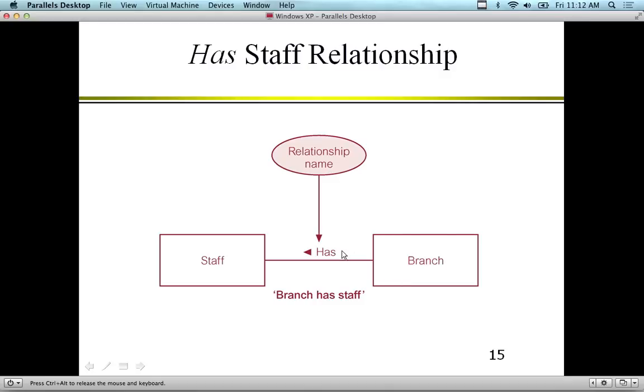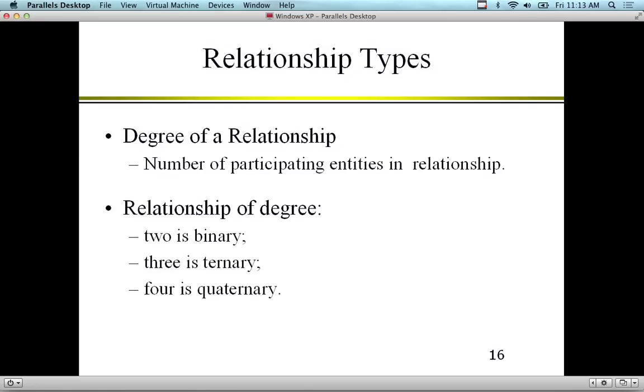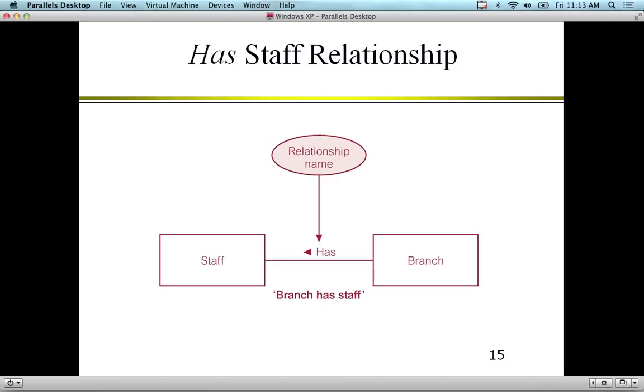I've seen some diagrams where they put two arrows in. That defeats the purpose because it can read it this way: staff has branch. Well, okay, so has doesn't necessarily make sense when I read it that way, which is why that arrow is put in there. But this would be considered a binary relationship, because we have two entities that are participating, and they're participating in one relationship, the has relationship. So when we talk about the degrees of the relationship, we're looking at the number of participating entities that exist. That's why I called this one a binary, because I have two. I have a staff and a branch, so it's two entities, or a degree of two.